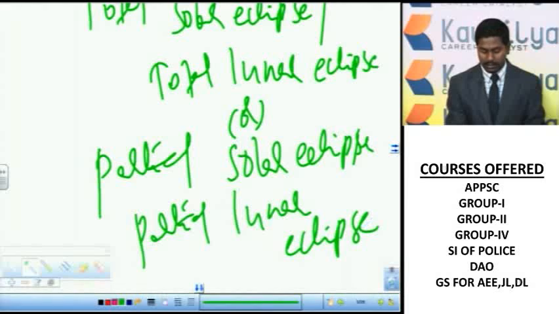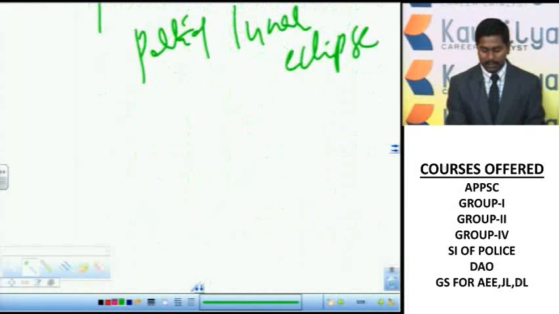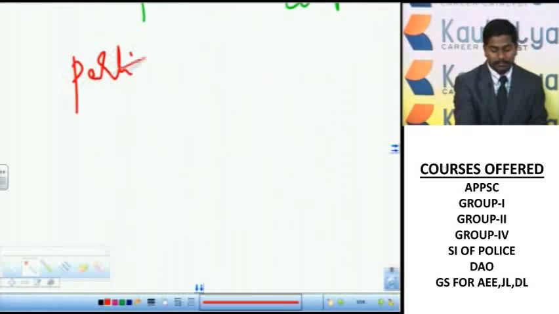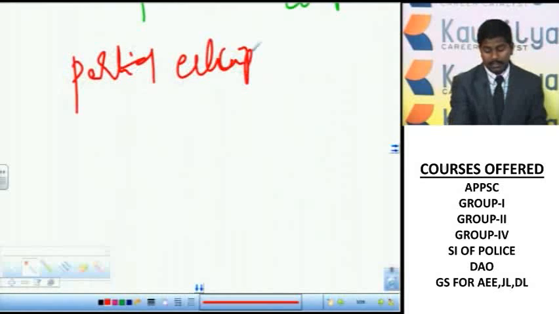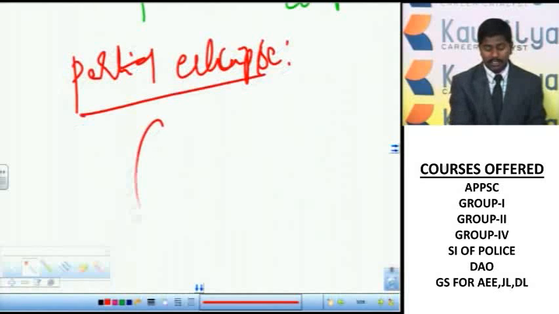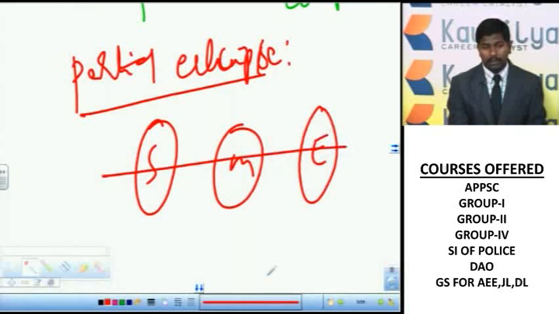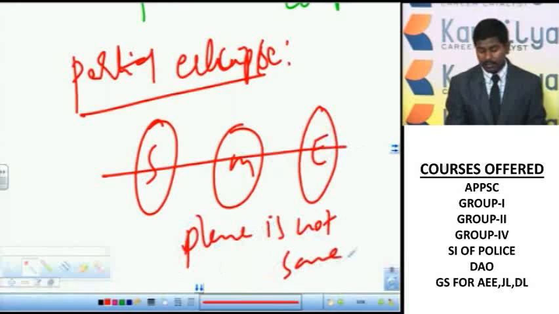Suppose the difference between partial eclipses and total eclipses is like this. Partial eclipse means when the sun, moon and the earth are on the same straight line, even though their plane is not the same. The plane is not the same, but the sun, moon and the earth seem to be on the same straight line, then it is called a partial eclipse.